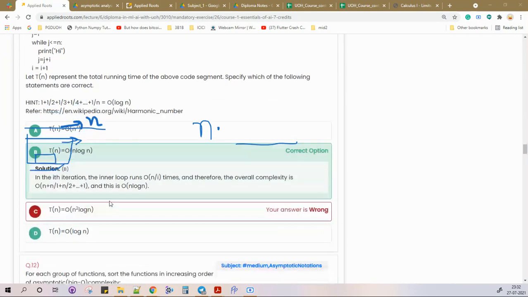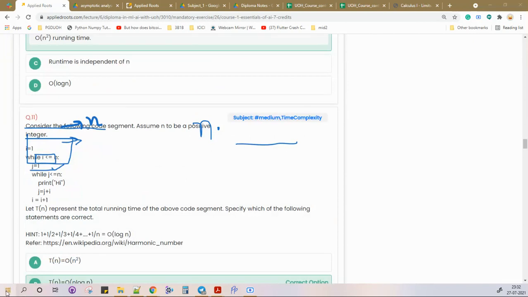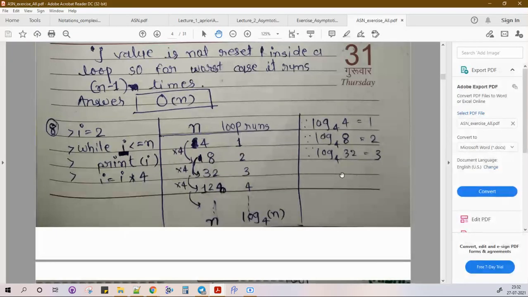If you think intuitively, A cannot be the answer, D cannot be the answer. The answer can be either B or C. Correct. So now let's find out what is the answer and how we can work out this example. You just need to track the value of j here, how many times this loop will run for each iteration. I equal to 1, then i equal to 2, then i equal to 3, like that. So let's see.